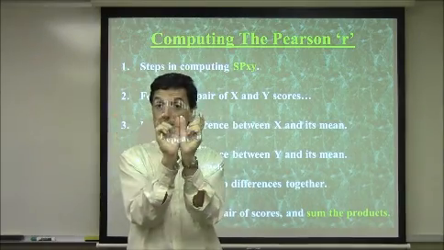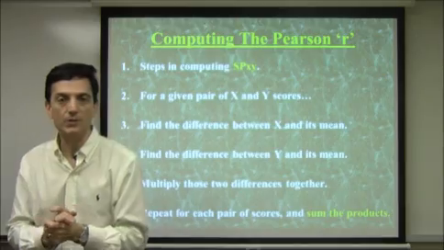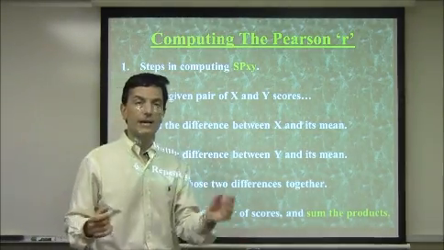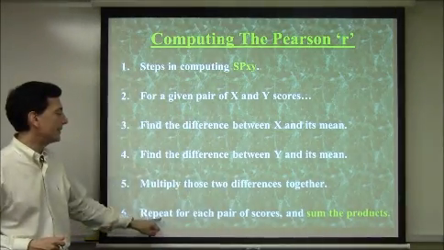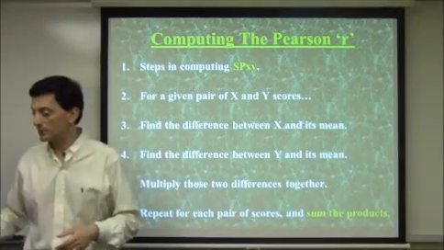We would multiply them together, and we'd come up with some product. A product is what we get whenever we multiply two numbers. Here we're multiplying two deviations, one from the x, one from the y, and that's how we get our first deviation. We multiply those two together, and we repeat that for each score that we have, and then we sum those up to get the sums of these products.